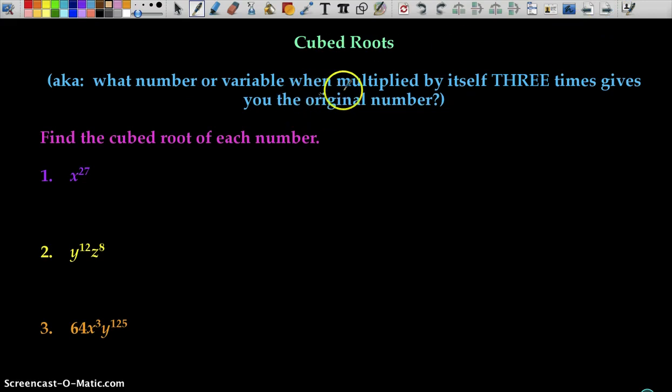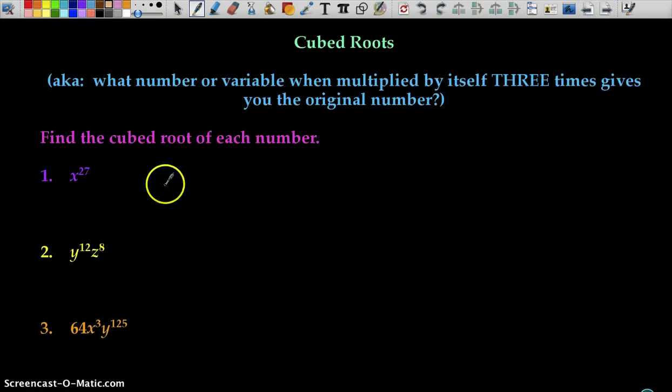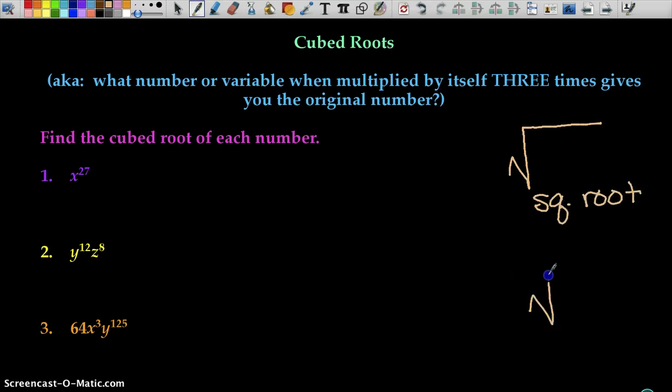All right, now our last little bit, cubed roots. So what number or variable, when multiplied by itself 3 times, gives you the original number? So when we're doing the cubed roots, one thing that's really important, this right here is the square root symbol. Okay, so square root. This one, with a little 3 right here, means cubed root.